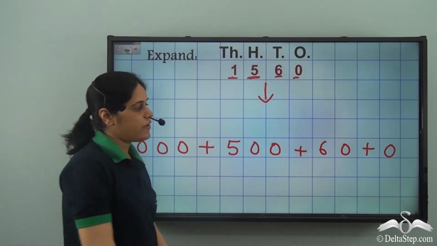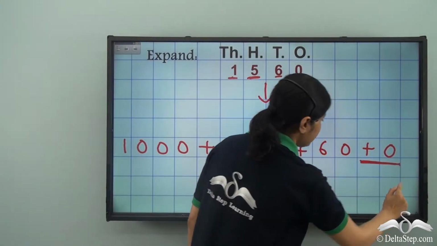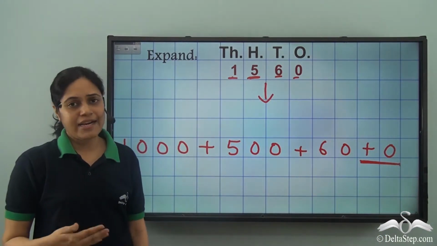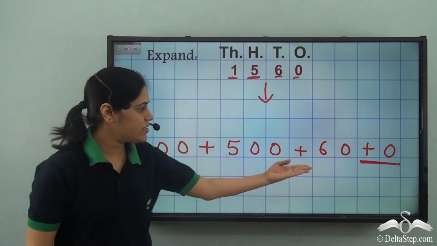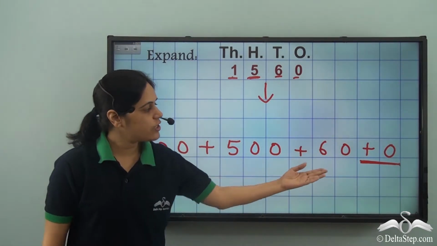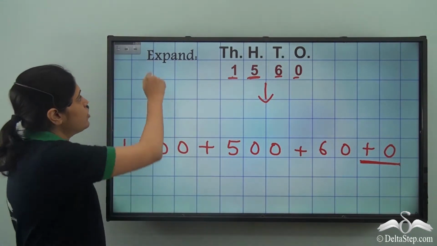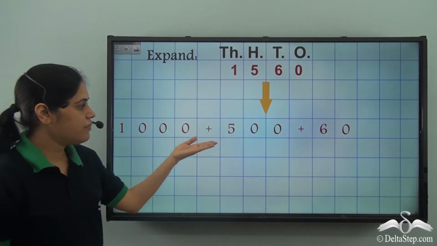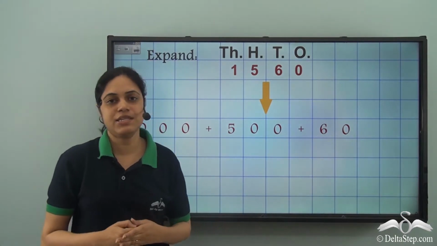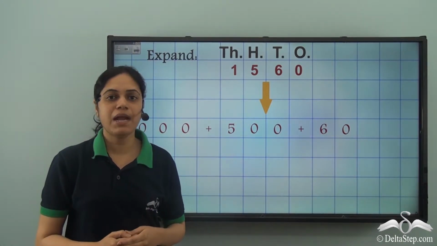Now note, when you have a plus 0, it means adding nothing. So when you add nothing, what do you get? The same number. So you can choose not to write it. So how do you expand 1560? It is 1000 plus 500 plus 60. You don't need to write plus 0.